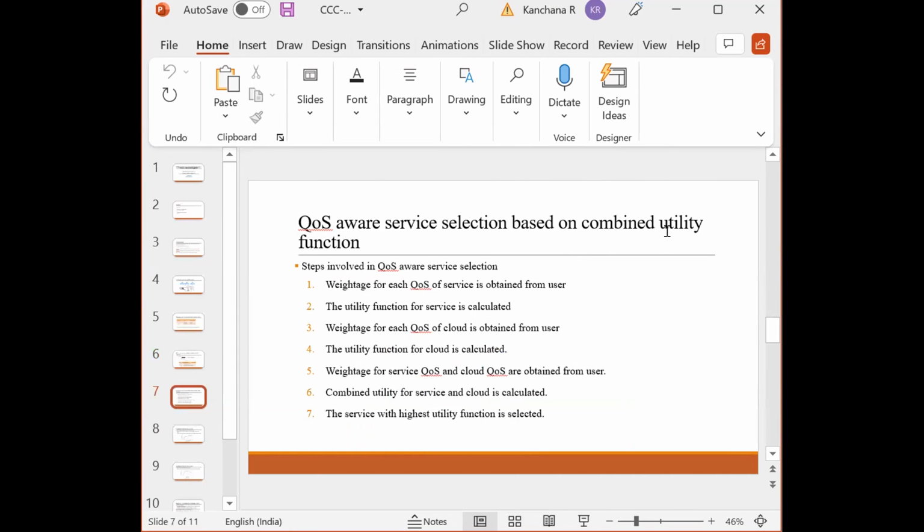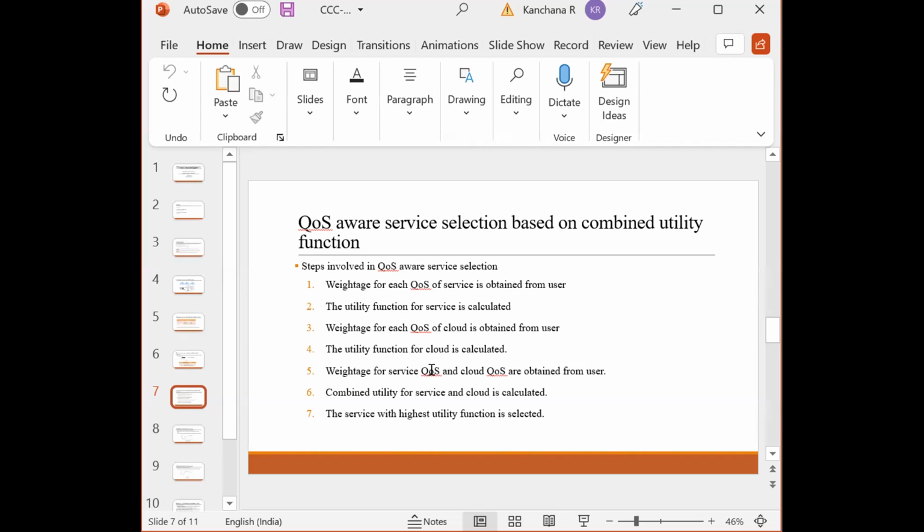And because the composition is done dynamically, the steps involved for QoS service selection is the weightage for the QoS of service is obtained from the user. The utility function using the above formula is calculated, and weightage for each QoS of cloud is also obtained from the user, and the utility function for cloud is also similarly calculated.